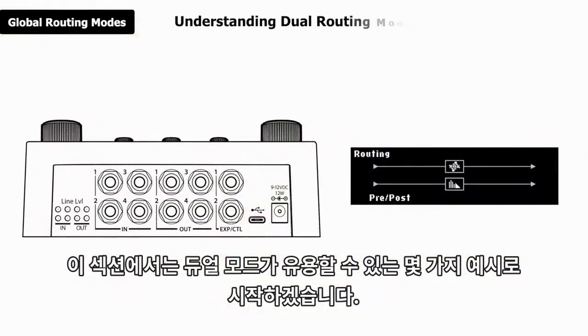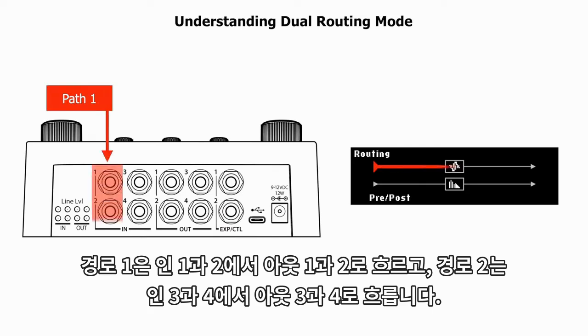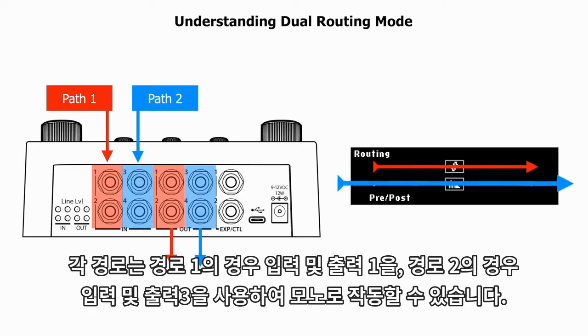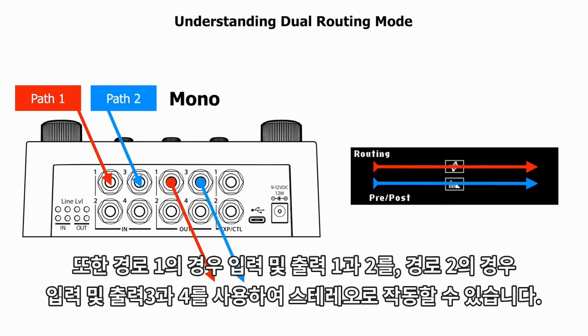We begin this section with a few examples of where dual mode would be useful. There are two independent paths. Path 1 flows from ins 1 and 2 to outs 1 and 2, and path 2 flows from ins 3 and 4 to outs 3 and 4. Each path can function in mono using input and output 1 for path 1 and input and output 3 for path 2. They can also function in stereo using inputs and outputs 1 and 2 for path 1 and inputs and outputs 3 and 4 for path 2.